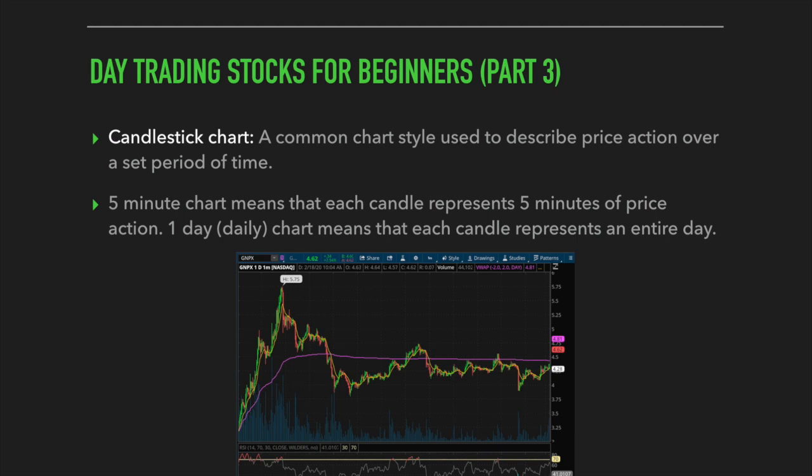So if we take the example down at the bottom of the screen, this is stock GNPX, and we're looking at the 1-day, 1-minute chart. So what that means is each candle is representing just 1 minute of price action, but we're looking at the span over an entire day. Okay, and again, these candlesticks are what make up the charts themselves, and basically because of that, they're going to be kind of the foundation of any technical analysis that you're doing to be able to predict future price movement.